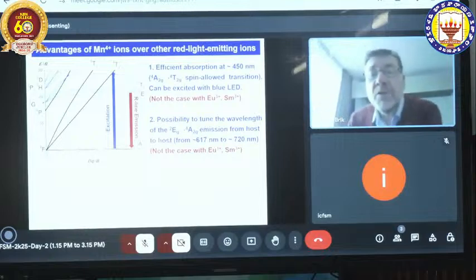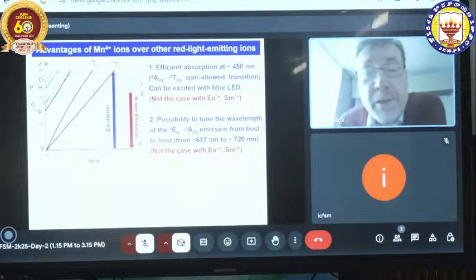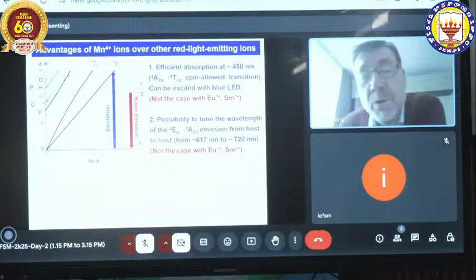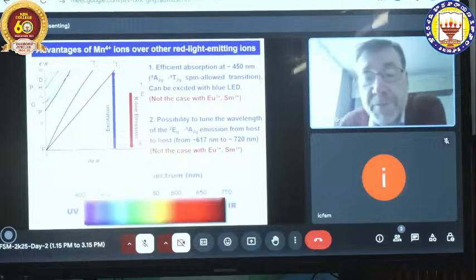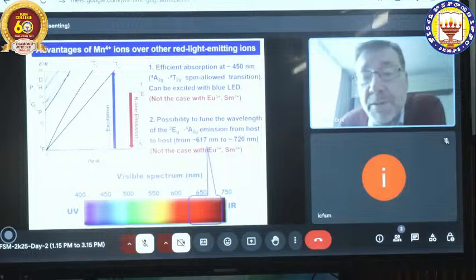So in fluorides it is about 620 nanometers, and in oxides it is redshifted all the way down to even the near infrared. So with this impurity, manganese 4+, it is possible to cover a wide range of red emission.